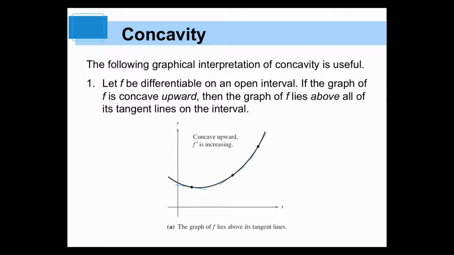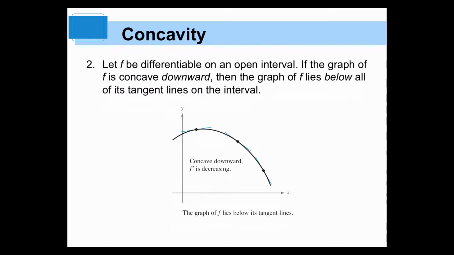Could you explain that part with tangent lines? Yeah, they're a little hard to see, but if you look at the 3 points there, those little blue lines are tangent lines, and the tangent lines are completely below the graph. Oh, that's okay. As opposed to this one, where it's concave down and all the tangent lines are above the graph. Okay, that makes sense.